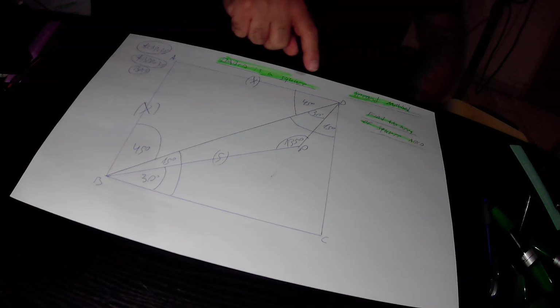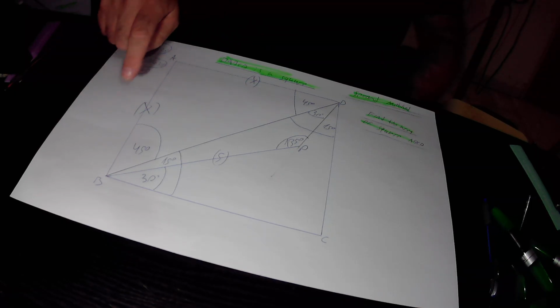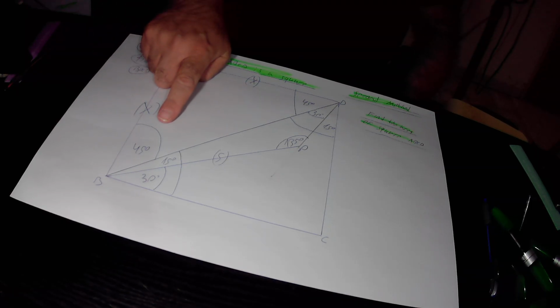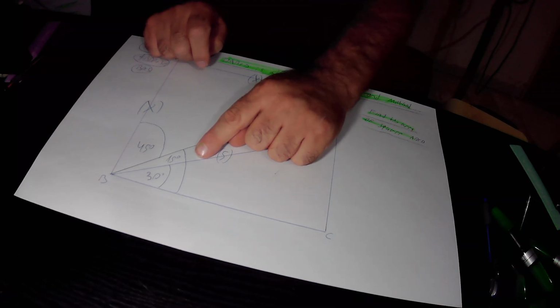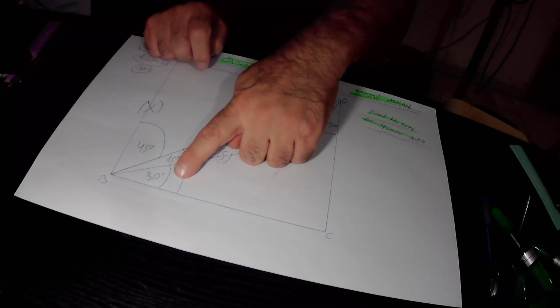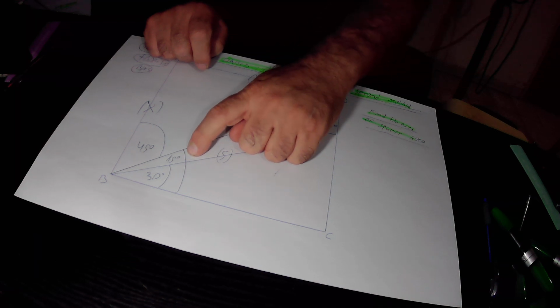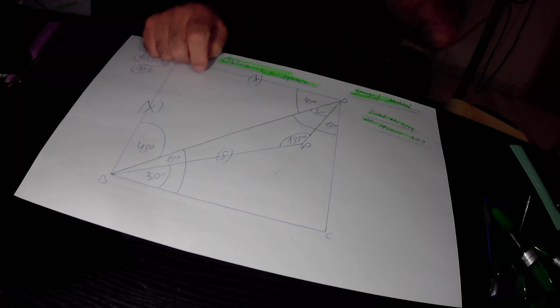Likewise, diagonal DB bisects angle ABC. This is the first half, this is 45 degrees. This is the second half, that must also be equal to 45 degrees in size. This is 30 degrees, and therefore this remainder must be equal to 15 degrees in size.